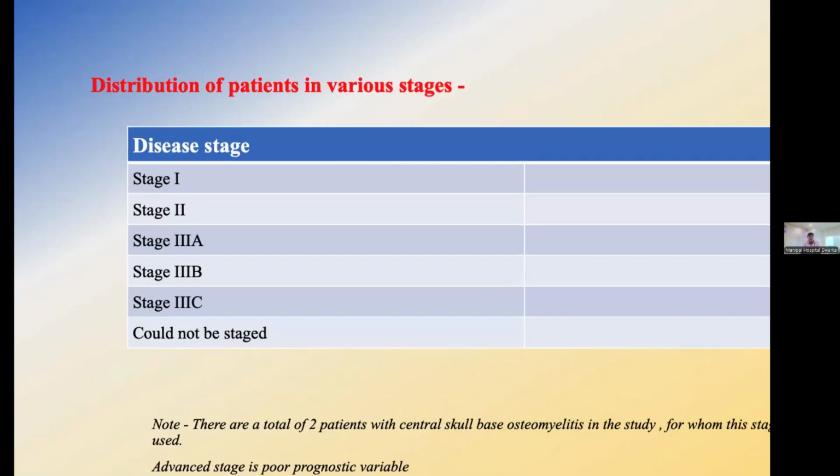Mostly they are advanced stage. Our cohort is mostly stage 3 and stage 3B and sometimes stage 2. Very, very few are stage 1. It's difficult to diagnose. They will have just a painful itchy ear. Very difficult to pick them up as skull base osteomyelitis at stage 1.